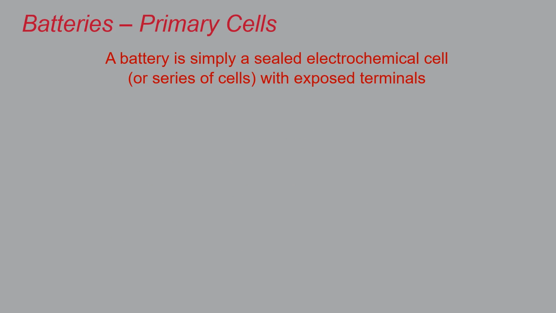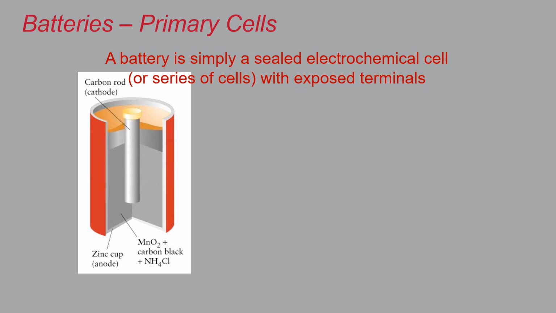We will start with primary cells. All right, so a battery is just simply a sealed electrochemical cell or series of them with exposed terminals. This was one of the first ones that involved zinc, so the entire outside was actually the anode of the cell, and there's a carbon rod on the inside acting as the cathode. This is called a Leclanche or a dry cell because previously batteries were just these arrays of electrodes in beakers. This was kind of self-contained in a paste.